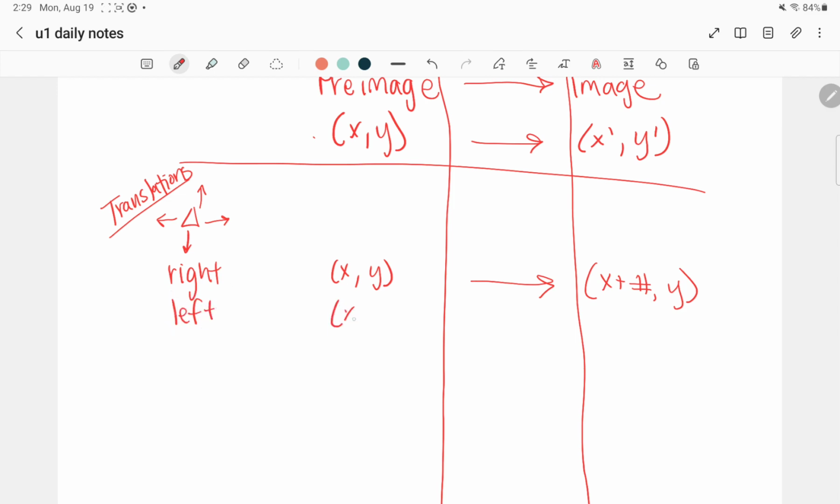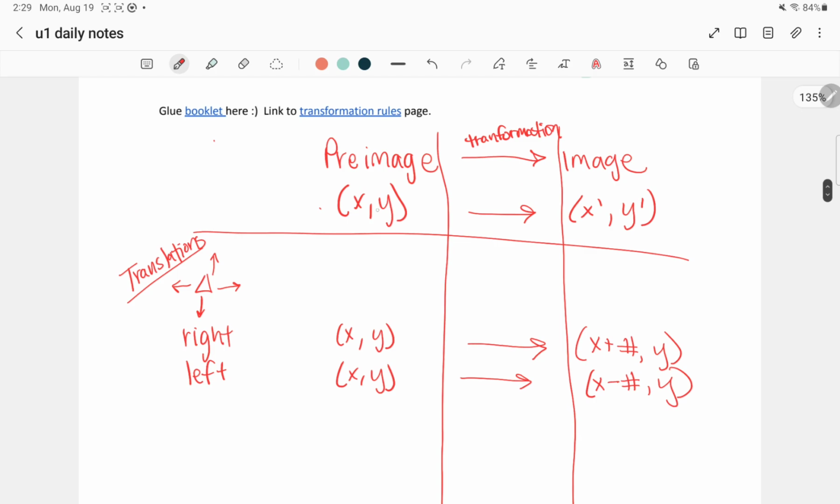Left is x minus a number. This follows our pattern that we've probably learned from 8th grade, that our x value goes along the flat axis, x-axis, meaning it goes right and left. So obviously x is going to be the thing that changes if we're talking about going left and right. If we're talking about going up and down, though, my y value is going to change and my x value is going to stay the same.